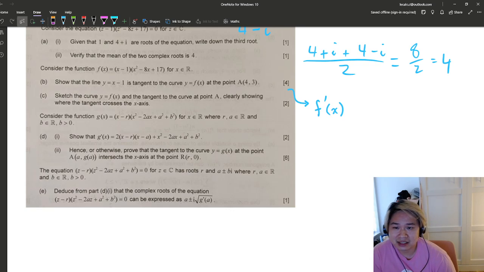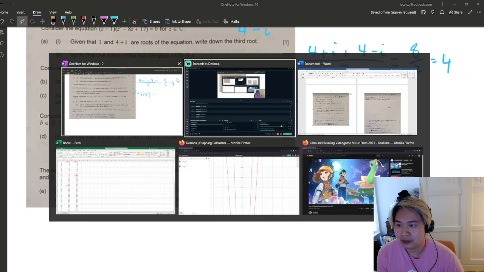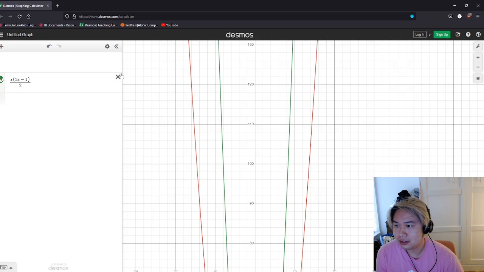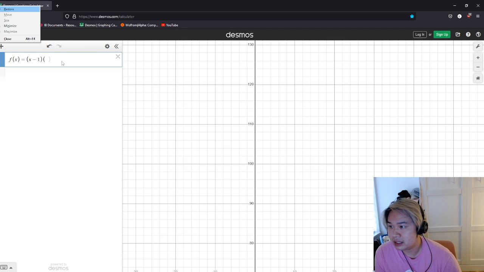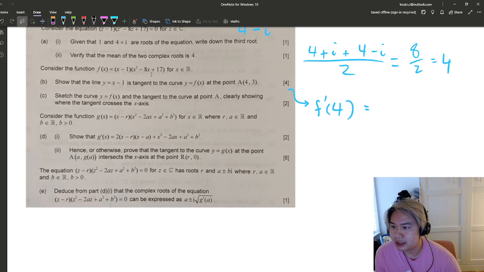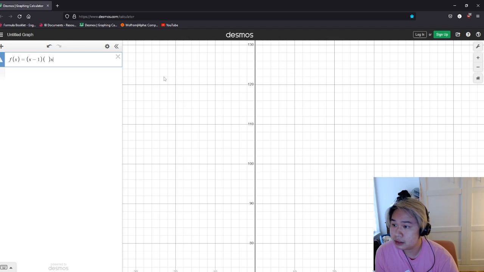Actually, you don't even need to necessarily find the derivative because we have a graphing display calculator. We just need to evaluate the derivative at 4. So you don't need to manually take the derivative. Your graphing calculator can do that if you know what the function is. I can do that also on Desmos. So f prime of x was x minus 1 times whatever it is, x squared minus 8x plus 17.